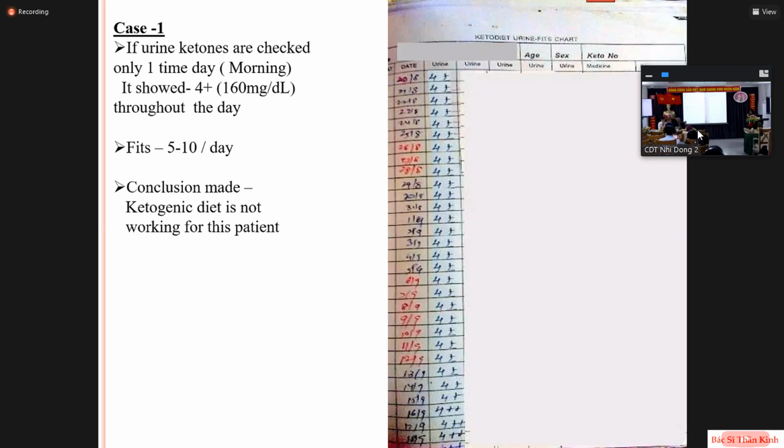Hypothetically, if the urine ketones are checked only one time, in the morning, you can see in this chart, which is a patient's urine ketone chart, that it is 4+. And even then the fits are 5 to 10 per day. So one would conclude from this that the ketogenic diet is not working for this patient, right?